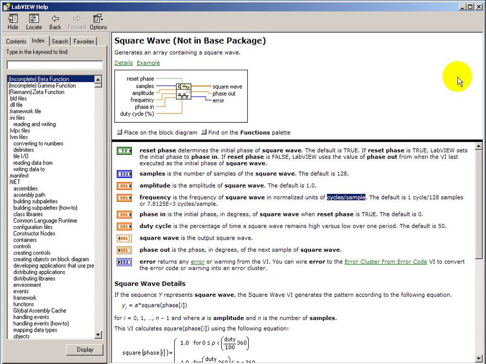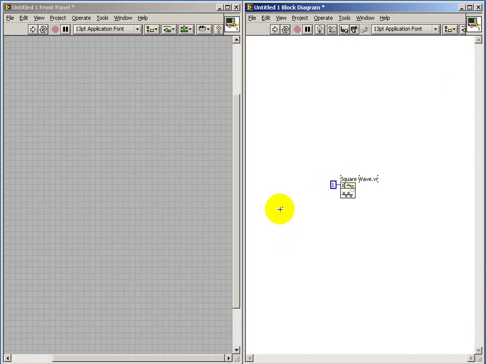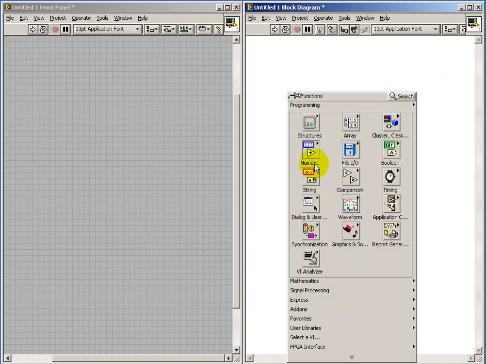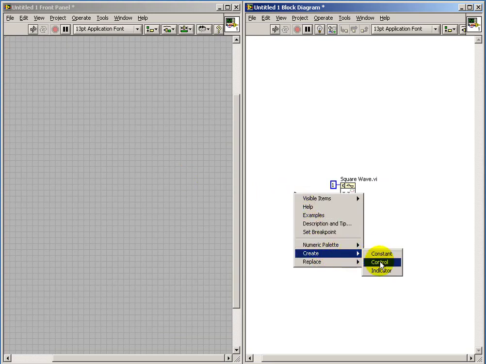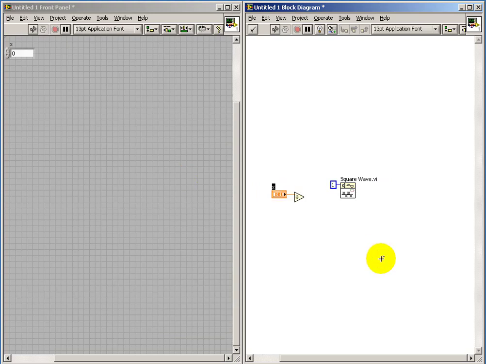Here I want to draw your attention to the fact that the nominal frequency needs to be specified as a normalized frequency. That means we would take our nominal frequency in hertz and divide that by the system sampling frequency, which is also in hertz. That ratio is the normalized frequency that we need for the square wave oscillator.